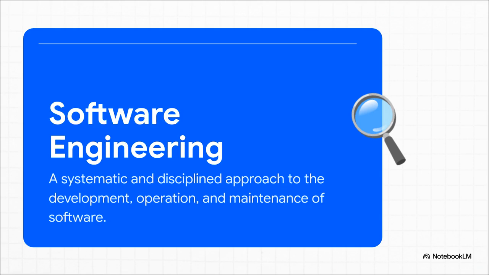So if software is this whole complex thing, how in the world do you manage it without it turning into a total mess? That right there is where software engineering comes in. See, this isn't about just winging it and hacking some code together. It's a real discipline. It's about bringing order to chaos, making sure the final product is reliable, maintainable, and actually does what it's supposed to do.